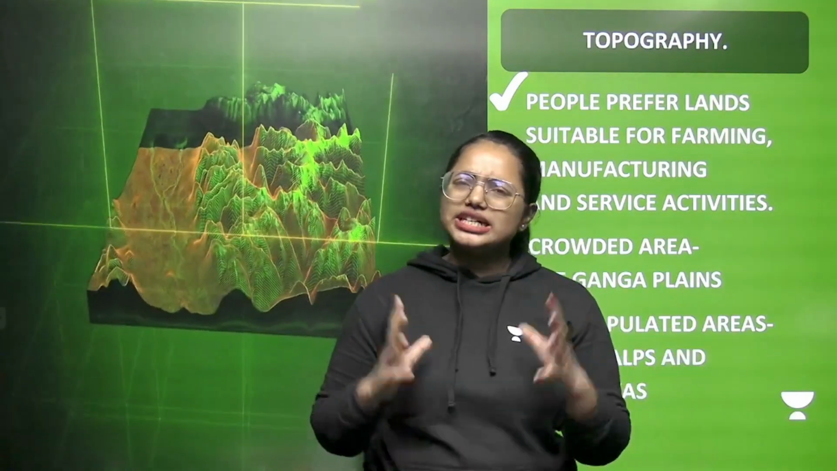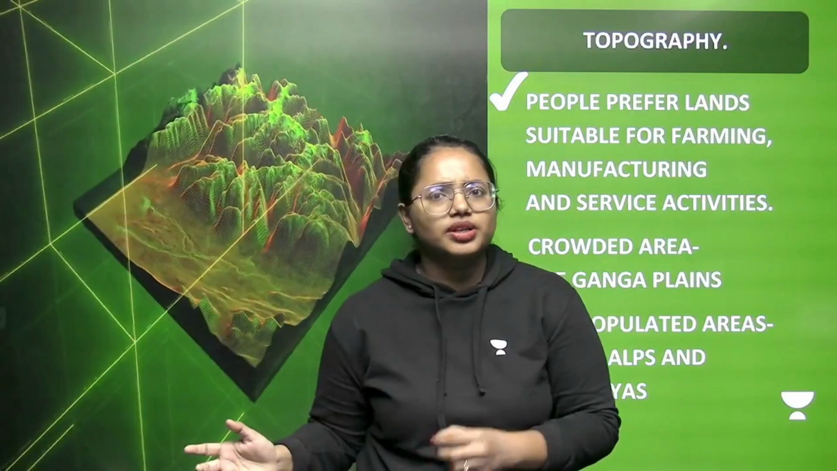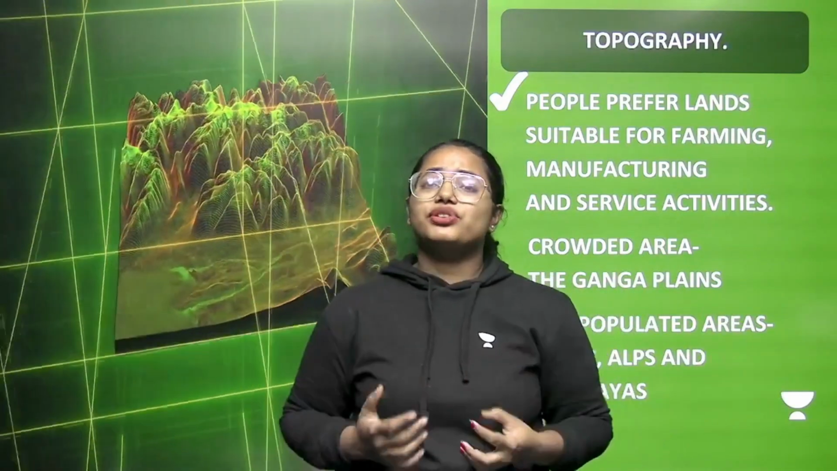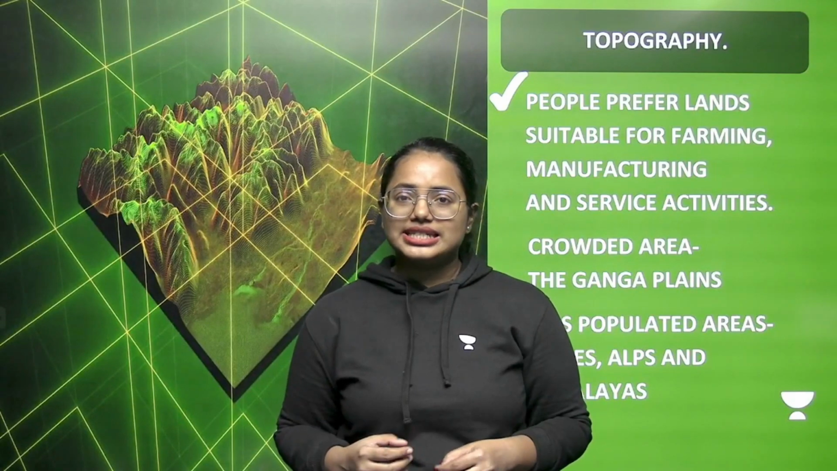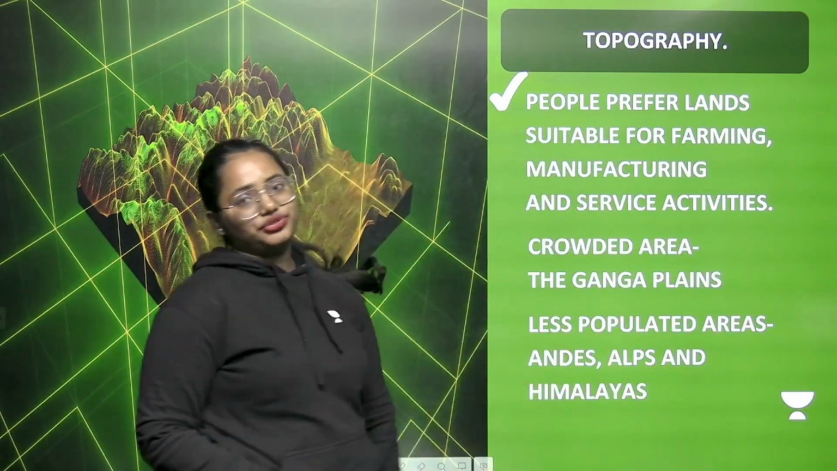Why is the Himalayan region considered uninhabitable? Because the topography is not suitable for agriculture, farming or any kind of manufacturing activities. And that is the reason people are less populated in these kinds of areas.